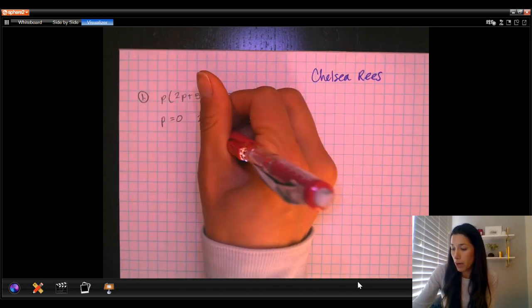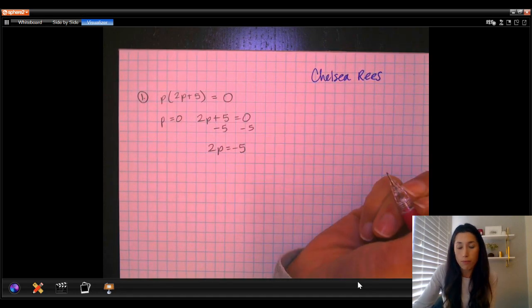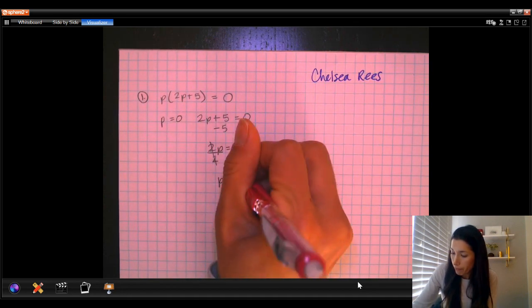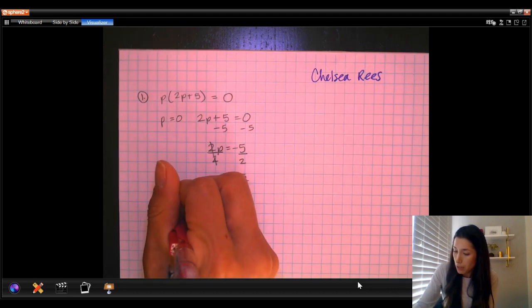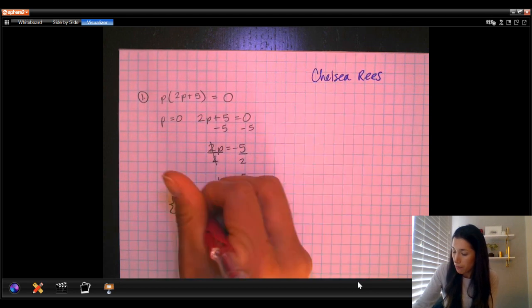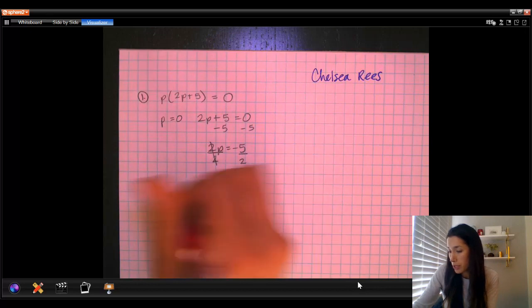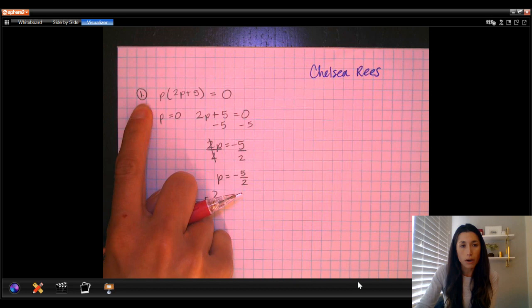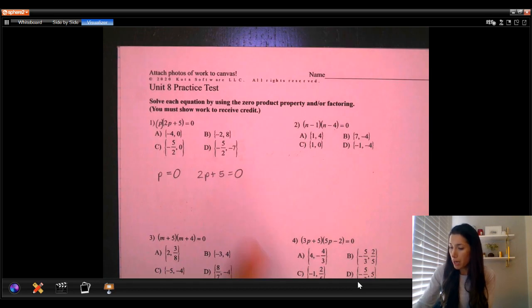All right, this one's solved already. We're subtracting 5 on both sides, divide by 2 on both sides. So my solution set for question 1 is going to be 0 and negative 5 over 2. And then that was solution C, so I'll put C next to it as well. Just make sure when you're writing these out that you're numbering each question that you're solving, okay? So that's how you're going to set up questions 1 through 4 using the zero product property.